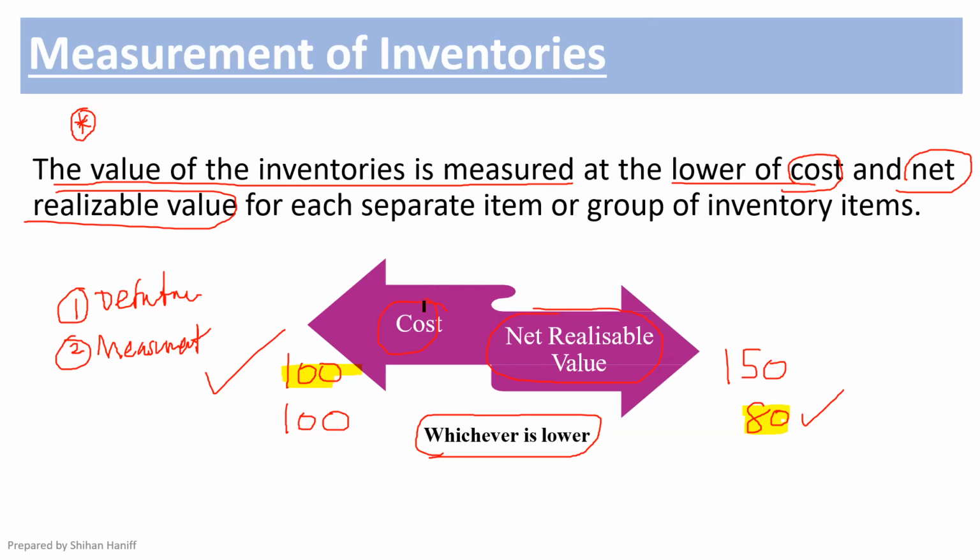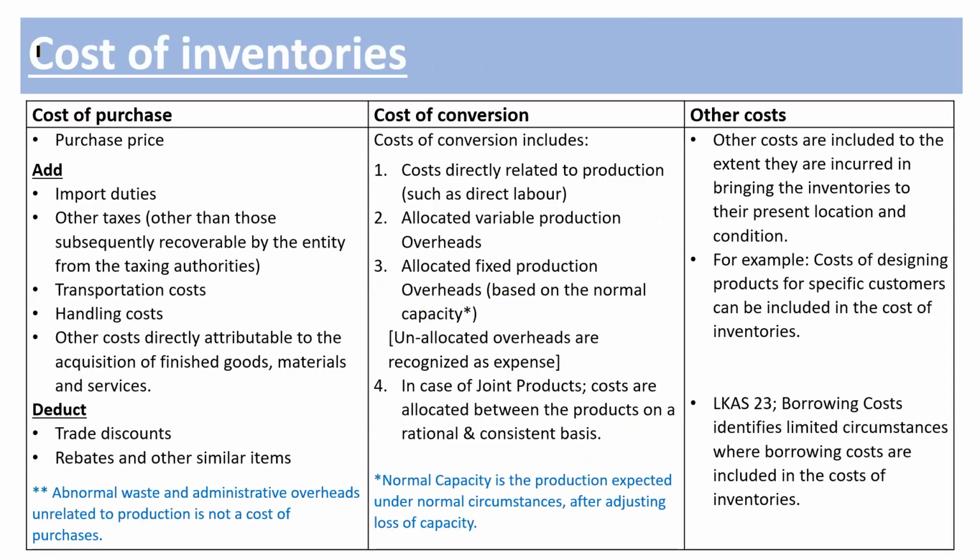In the next point, the cost of the inventory. Calculating the cost. Right. So when you take the cost of the inventory, cost has three parts. One is cost of purchase, cost of conversion, and all other costs related to inventories. Right. So cost of purchase means the purchase price.